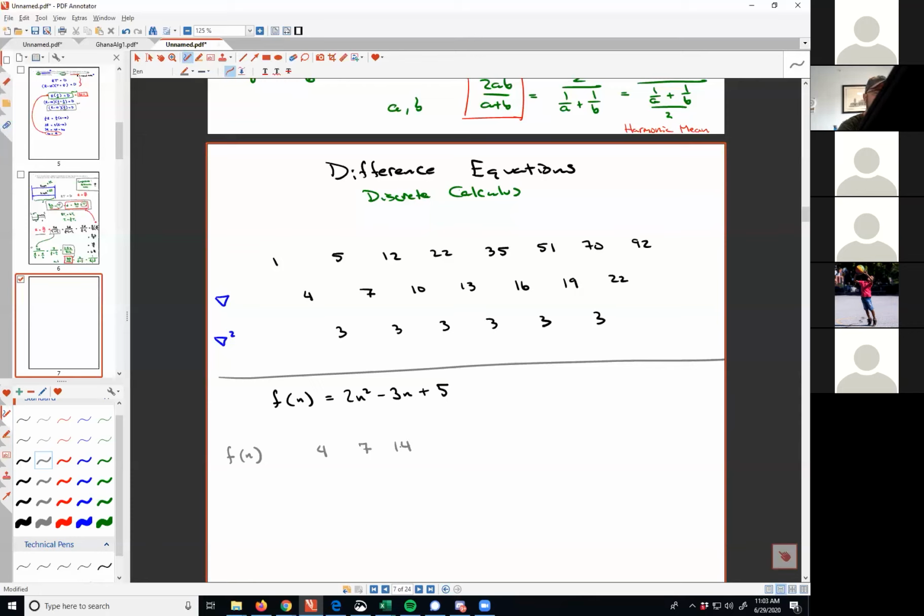Okay, what's f of 4? 25. f of 5? 40. Okay, I hope I've computed those all correctly. And now let's take a look at the differences.